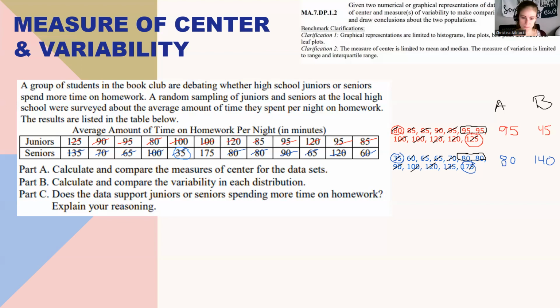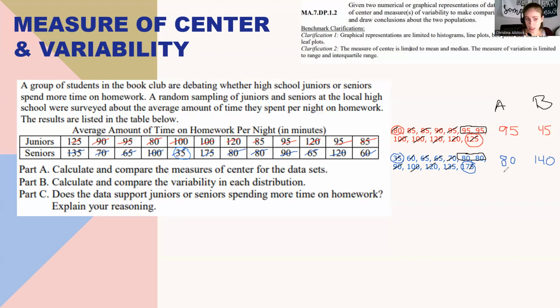It's pretty viable. But then if we look at our seniors, those are the ones that told us we had to use the middle number, because we have that outlier. We have 175 minutes here, but then we have 35 minutes. That's a huge difference. Look at that range. That range is 140 minutes. That is a drastic difference. So it's not really all that viable. But our middle number, our average, was 80.